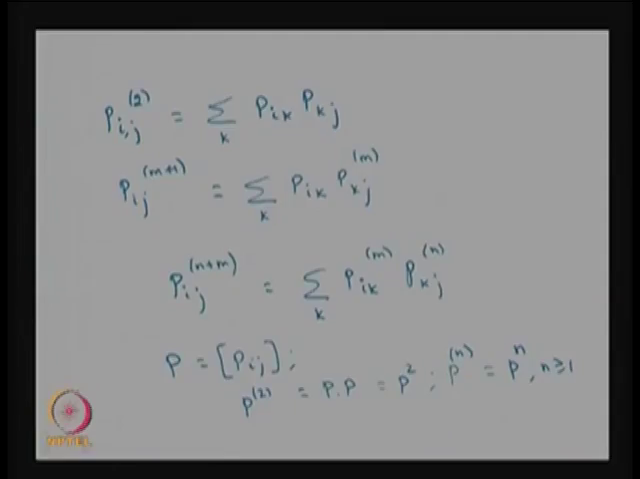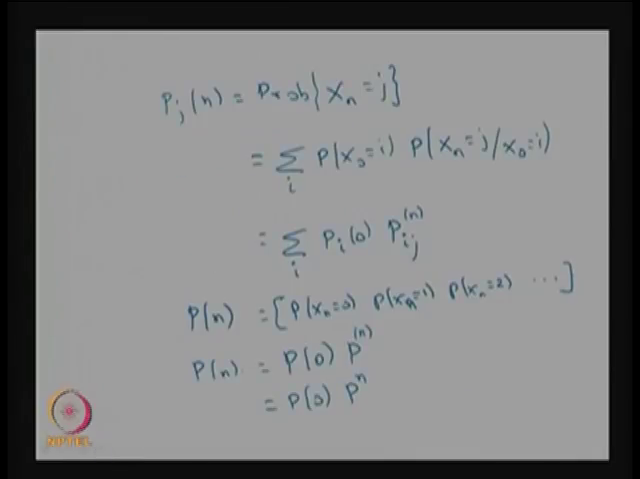In the last slide, we got P superscript within bracket n, that is the n step transition probability matrix, is the same as the one step transition probability matrix with the power n. Therefore, this is going to be the distribution of X n in the vector form, that is the same as p 0 multiplied by P power n, where P is nothing but the one step transition probability matrix.